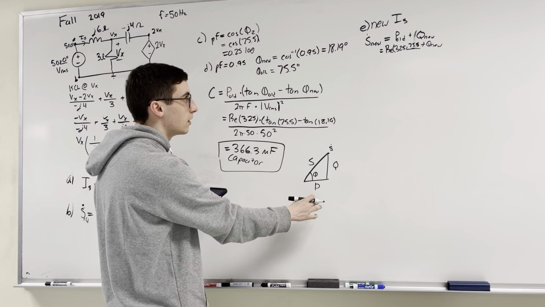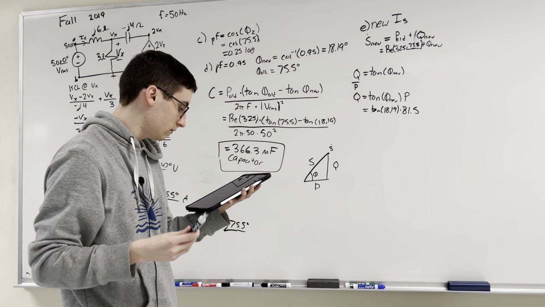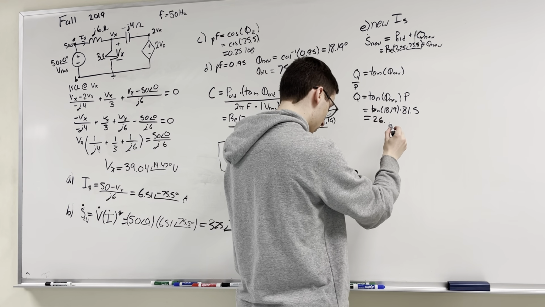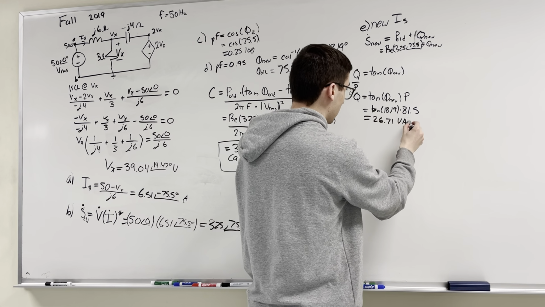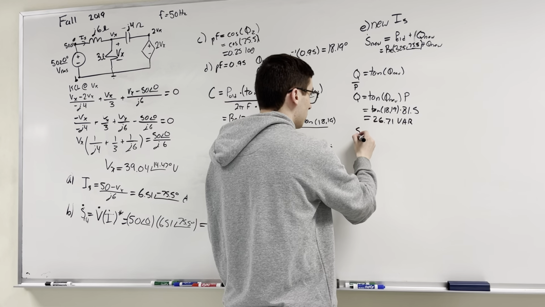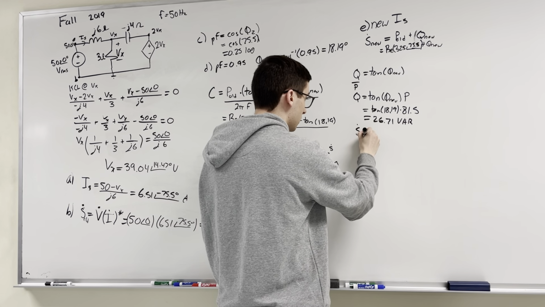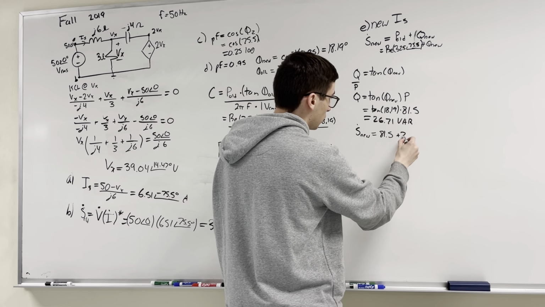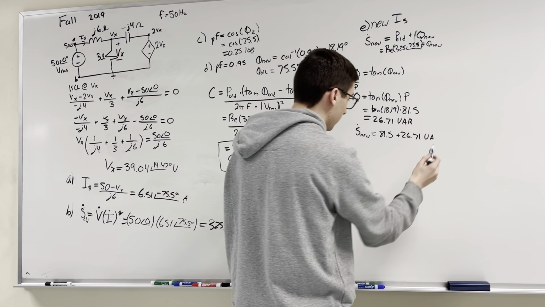So tangent of 18.19 times the real part of this, which is actually equal to 81.5, is equal to 26.71 VAR. So now we can finally get our new complex power, which is equal to 81.5 plus j26.71 VA. We are not done yet.